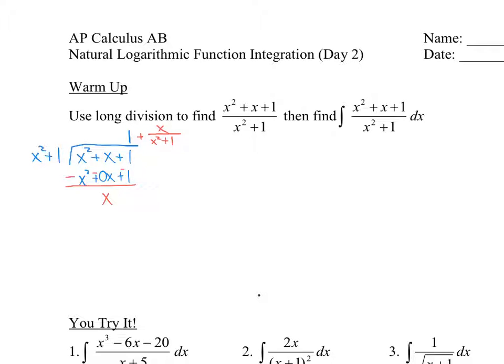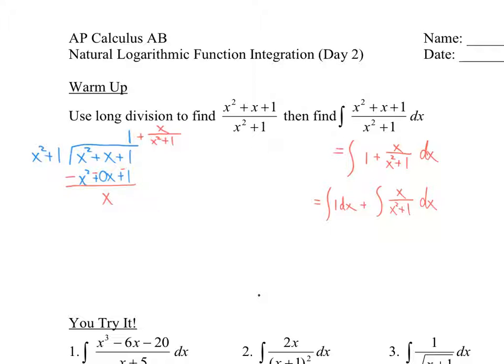So notice what I just did here. I rewrote this whole function so that instead of taking the integral of x squared plus x plus 1 over x squared plus 1 dx, now I'm going to take the integral of 1 plus x over x squared plus 1 dx. Okay? Now, since I did that and I have addition, I can go ahead and do the integral of 1 dx, which is easy. And then I have the integral of x over x squared plus 1 dx.